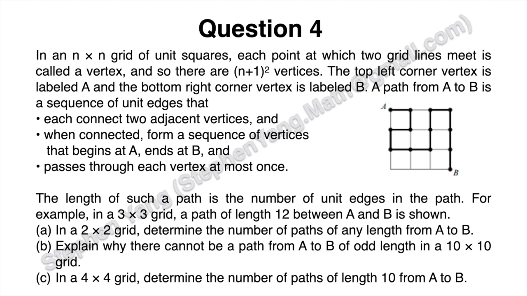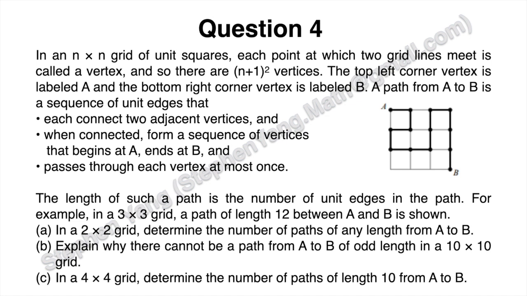Let's get into the question now. In an n times n grid of unit squares, each point at which two grid lines meet is called a vertex. So there are (n+1)^2 vertices. The top left corner vertex is labeled A and the bottom right corner vertex is labeled B. A path from A to B is a sequence of unit edges that each connect two adjacent vertices and, when connected, form a sequence of vertices that begins at A and ends at B, and passes through each vertex at most once. The length of such a path is the number of unit edges in the path.